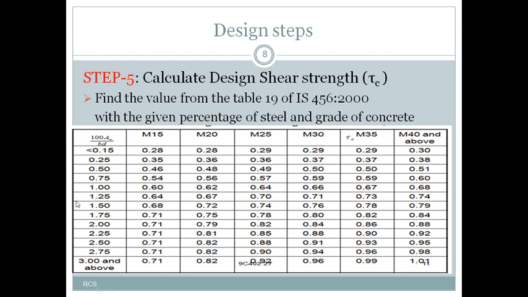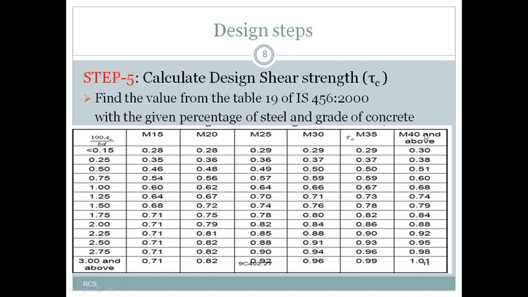by the obtained percentage of steel and according to the grade of concrete, we can calculate the design strength of the concrete, that is tau C. So it is a very crucial step here. This tau C value can be found from Table 19 of IS 456-2000. In the vertical direction they have given the percentage of steel, or I can say it is a row, and horizontally they have given the grade of concrete.